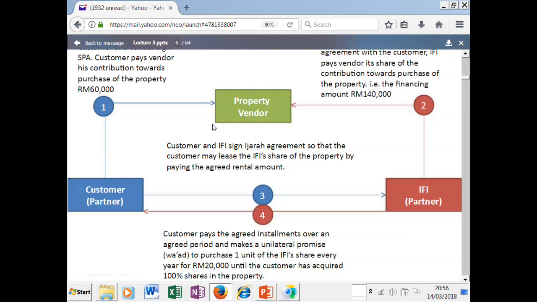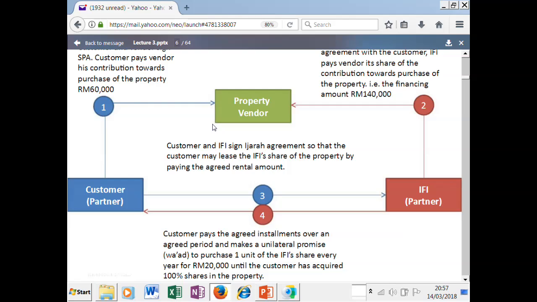And as time goes on, the share of the bank will be diminishing, will be reducing until there are no more shares held by the bank. So at the end of the day, the customer will get the house, right, and the bank will get their profit. Okay, this is diminishing musyarakah, except that here are the problems.